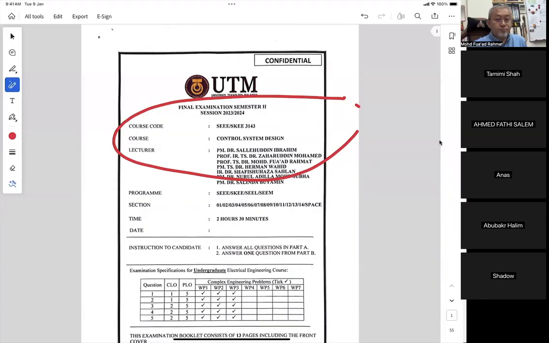Tamimisha. Tamimisha. Tak tahu. Anas. Anas.